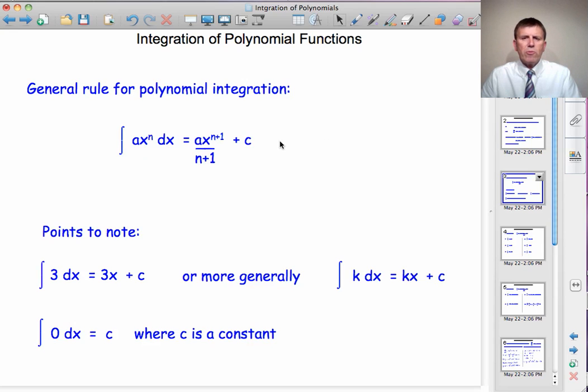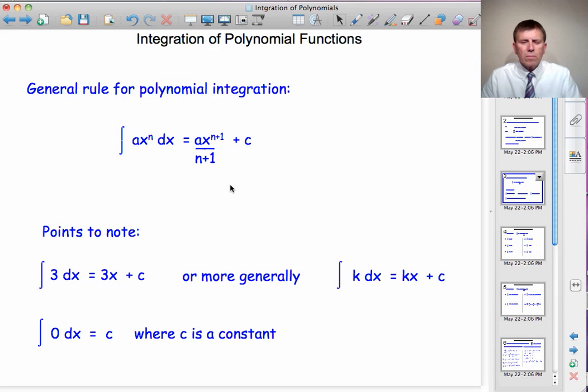So here we have the general rule for polynomial integration. If we integrate ax to the power n, where a is a constant, we get ax to the power n plus 1, so we raise the power by 1, divided by the new power, divided by the n plus 1. We also got plus c, the constant of integration, because we can never be sure what the constant was originally.